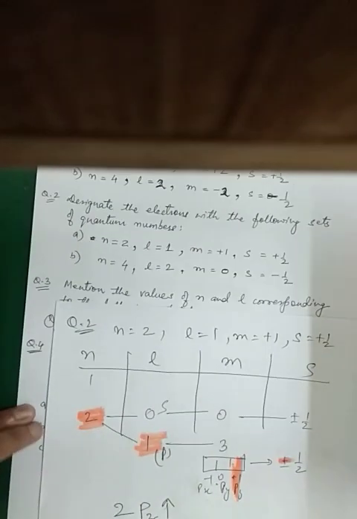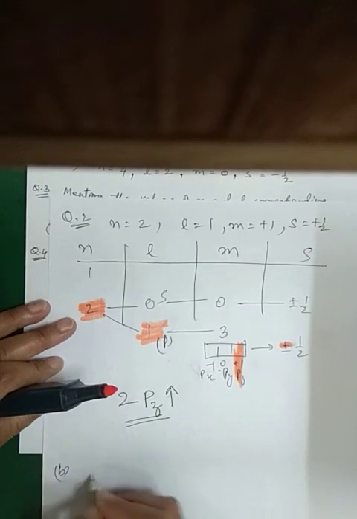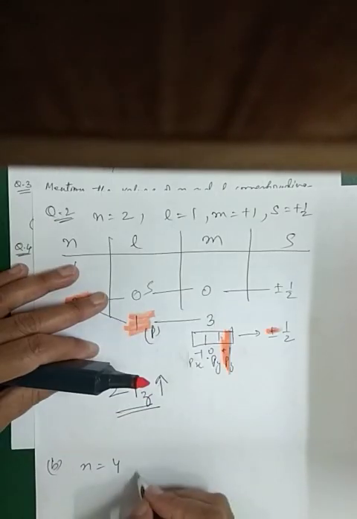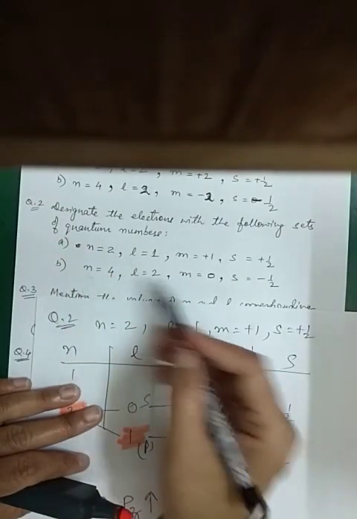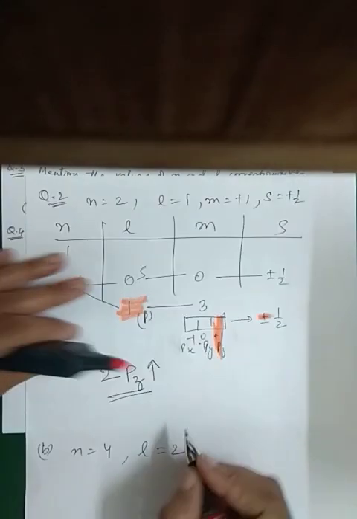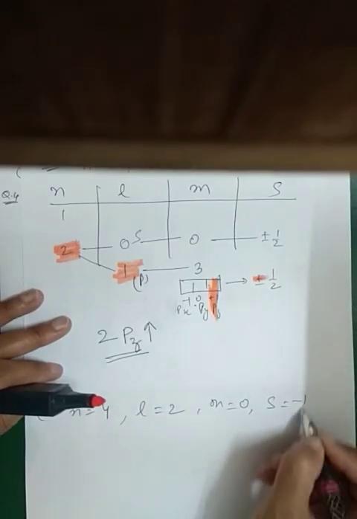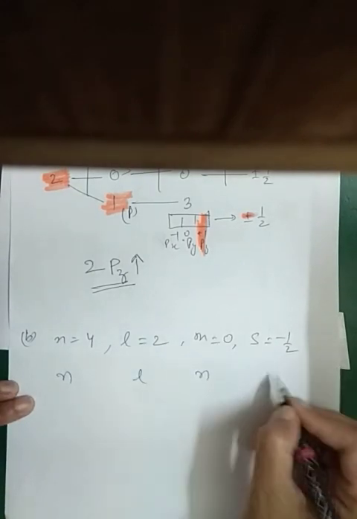Similarly, let's do another question of n is equal to 4. Question number 2B, n is equal to 4, L is equal to 2, M is 0 and S is minus half. So what will happen? Again same, N, L, M and S.